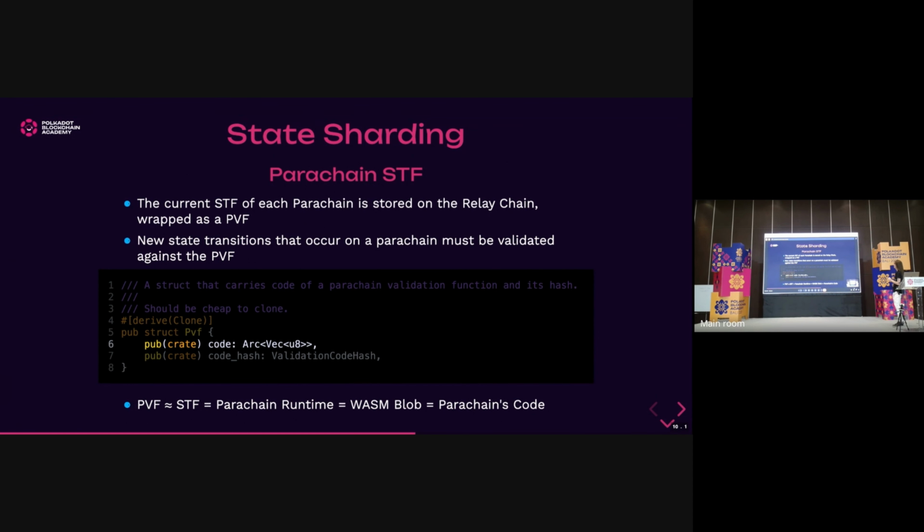So, as I mentioned, luckily, the state transition function, the parachain runtime of each parachain, is stored on the relay chain. We actually have, each validator has this thing available. We can see the actual PVF here, a struct which holds the code. This is the runtime of a parachain. This is the blob, the logic of that specific parachain.